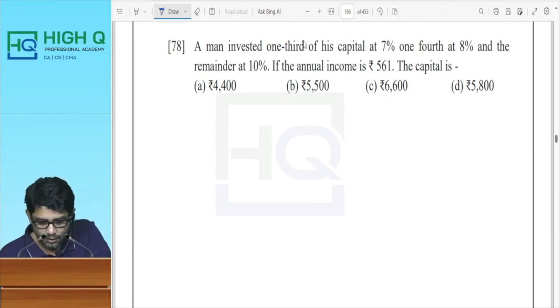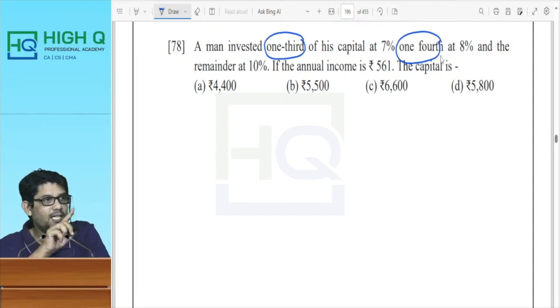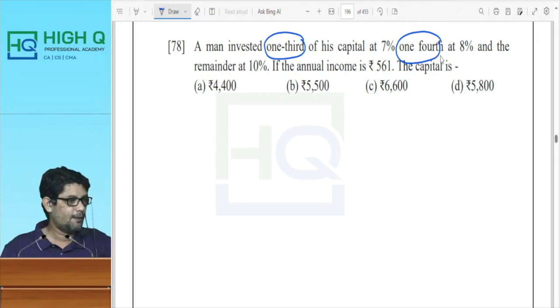Now, 1/3, 1/4. 3 and 4. Am I right, my dear? Yes. 3 fours are 12. Now, we need to find the number from the options which is perfectly divisible by 12.